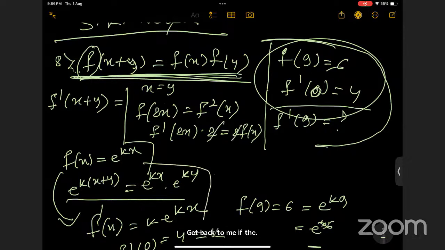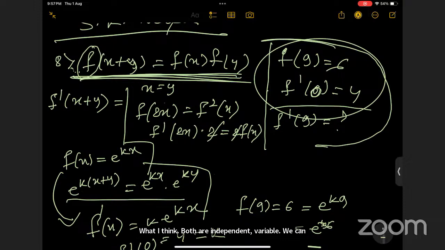Ma'am, this question exists in the mock test also, mock quiz also. It is there. But on what basis are you considering x to be y? You're just considering it. Okay. So x and y both are independent variables, right? So what I think is, if both are independent variables, we can take them as same.